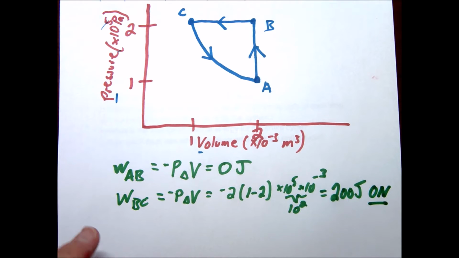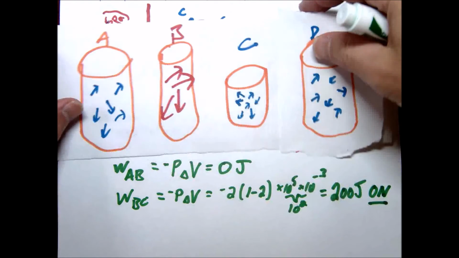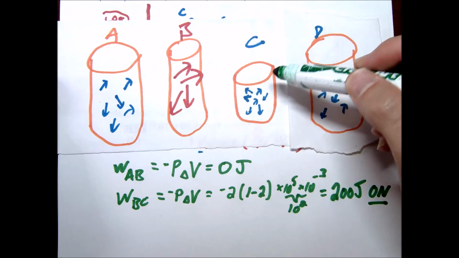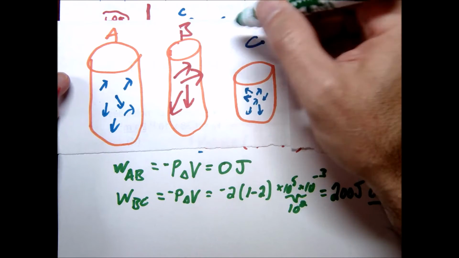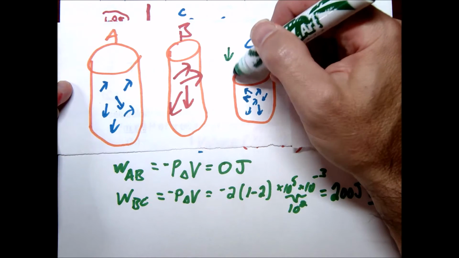And actually, I personally prefer not to try to memorize what's plus, what's minus. Just look at the problem and look at what's going on in this situation. So we're going from B to C. Remember, our system is going to be the collection of atoms on the inside. So to go from B to C, our force is this way.